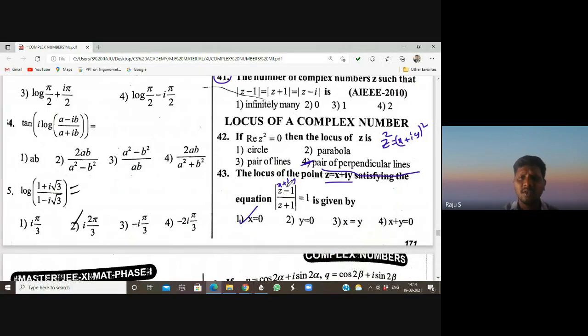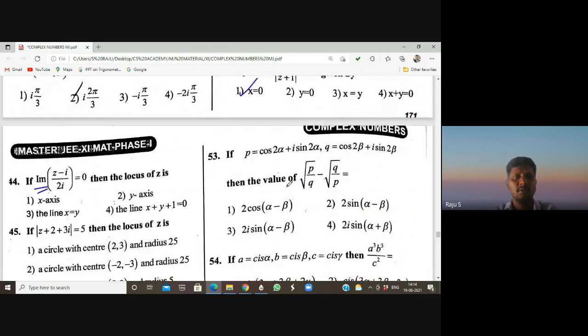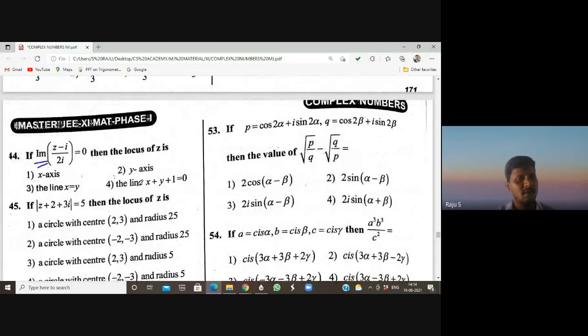What I have done, I have just replaced z by x plus iota y and simplified. Then what about the next one? Imaginary part of, this is also very easy. Question number 44.